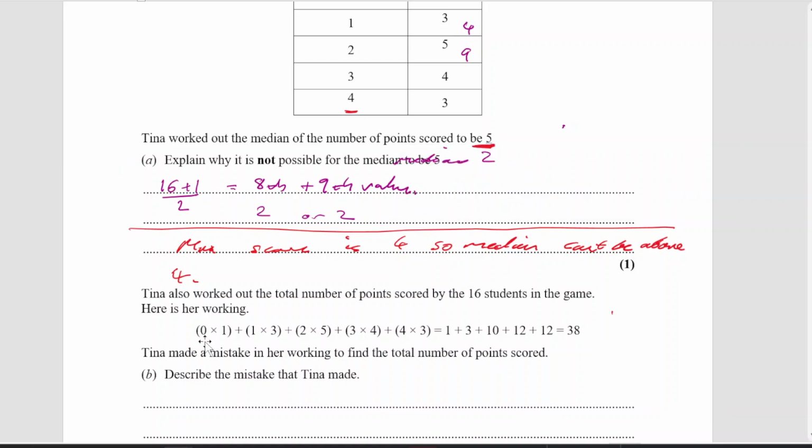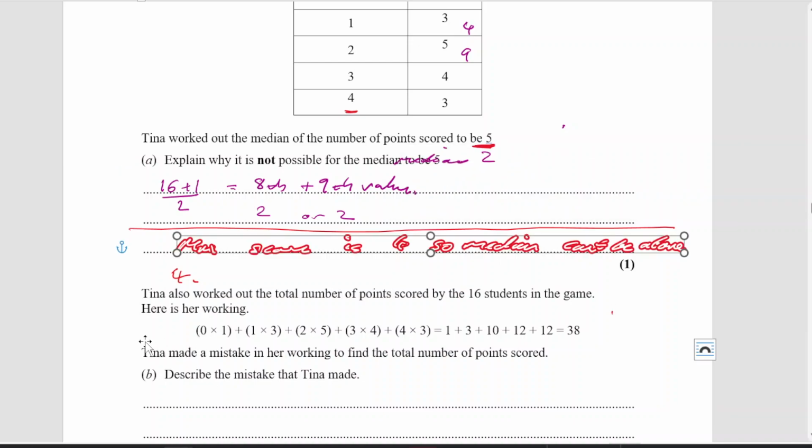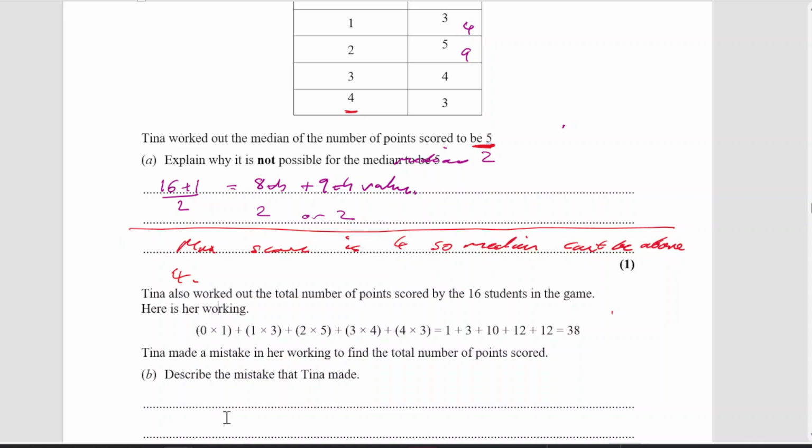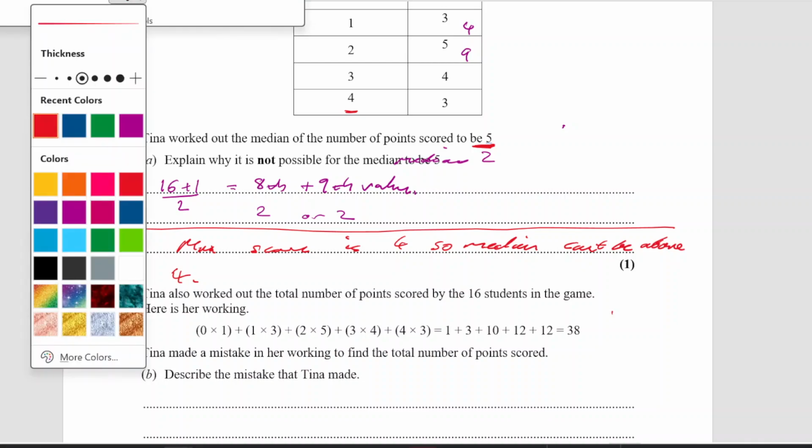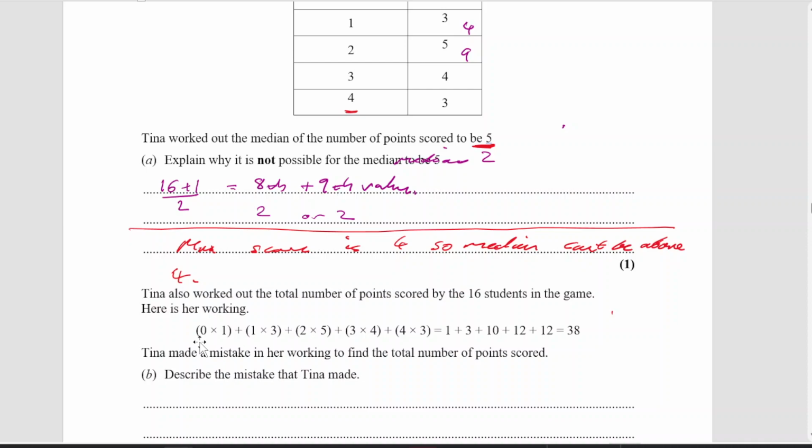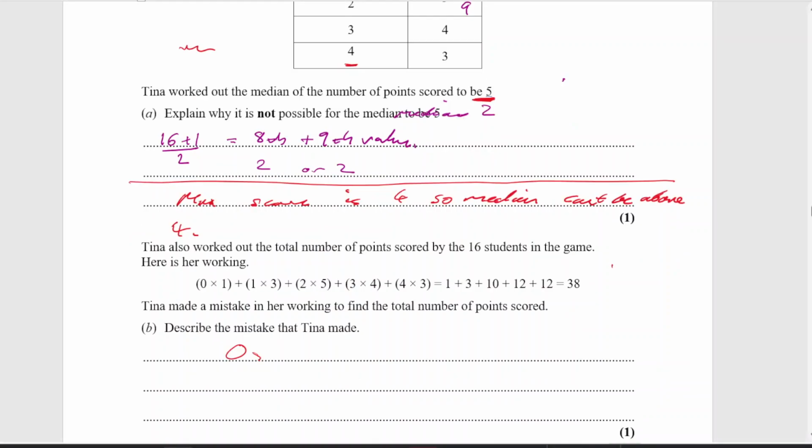So Tina's mistake is 0 times by 1. 0 times 1 is equal to 0, not 1. So that's the mistake that Tina made. 0 times by 1 is 0. It's not equal to 1.